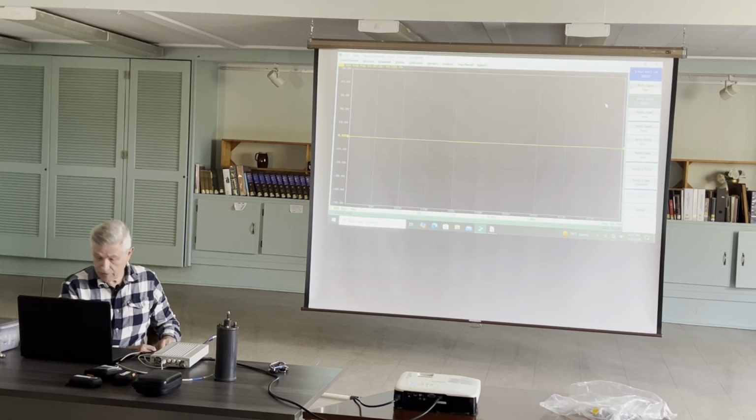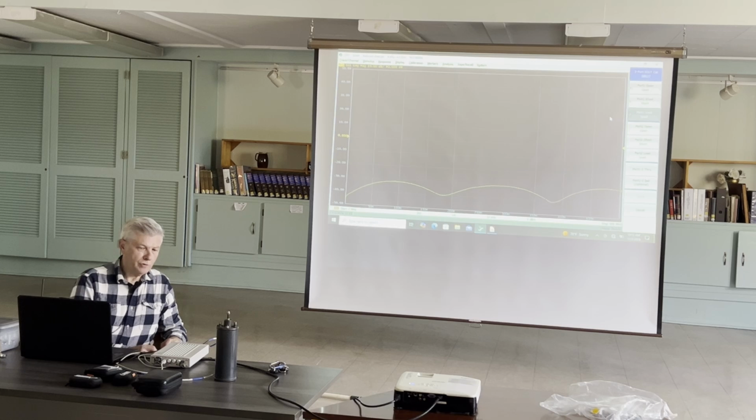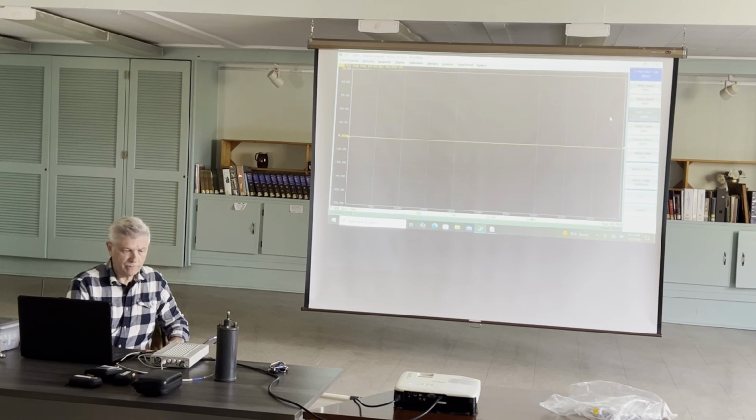All right, and then we got to do the load. This is this guy. Okay, now we'll do the other port, do a through, and then we can make some measurements.